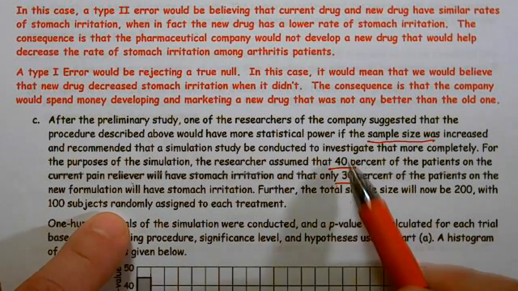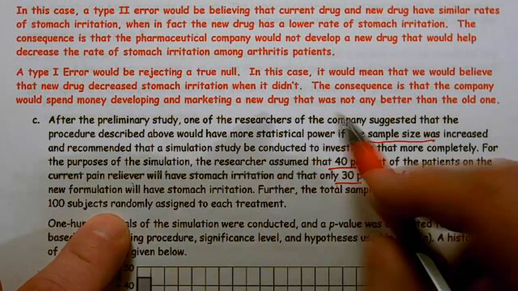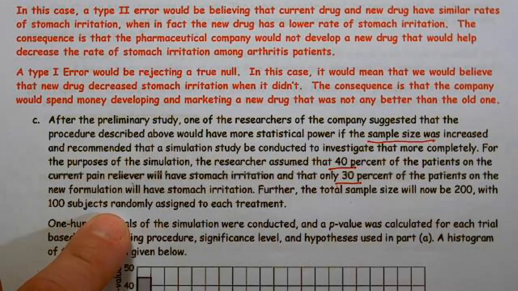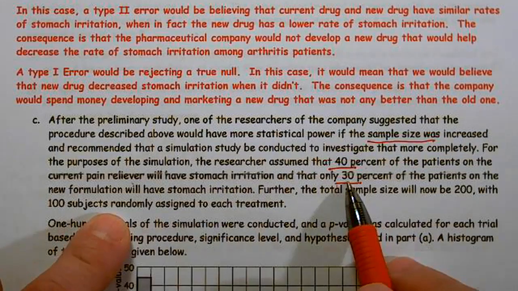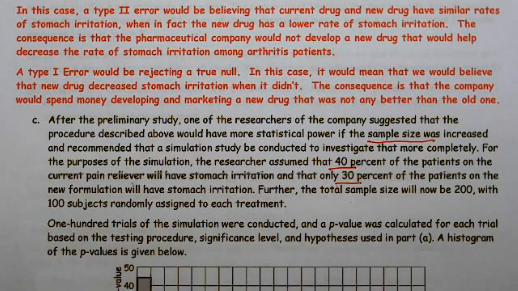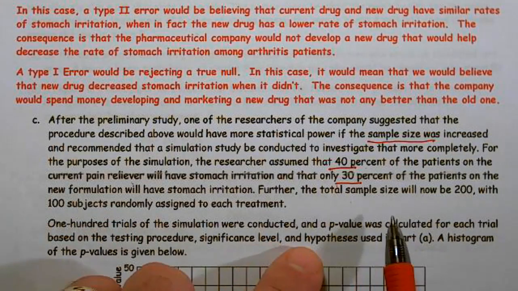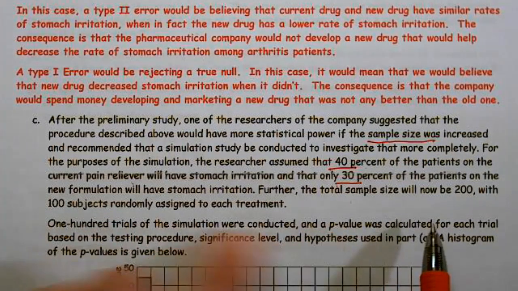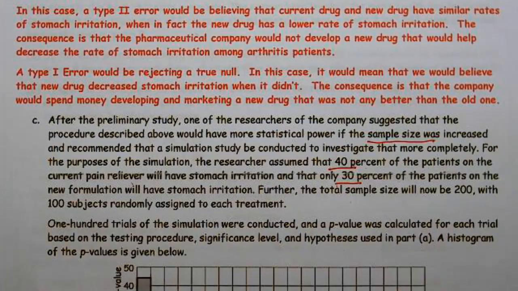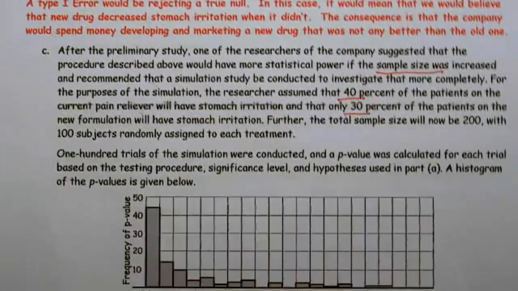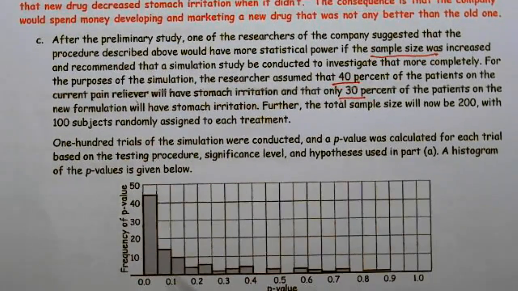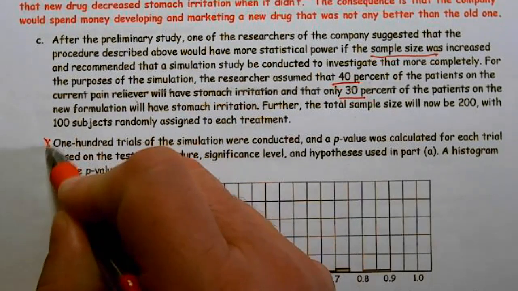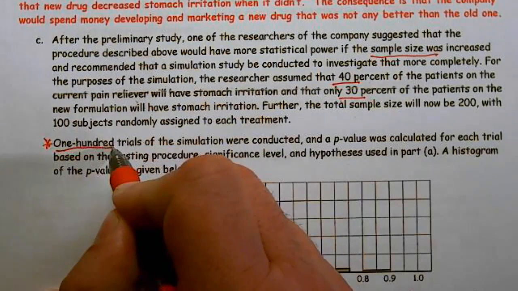So right here, they're saying there's a difference. This was the current meds, 40% had stomach irritation, 30% with the new meds. So obviously there is a difference, so we should be rejecting. All right. Further, the total sample size will now be 200, with 100 subjects randomly assigned to each treatment. 100 trials on the simulation were conducted. So we did this simulation, and we did it 100 times.